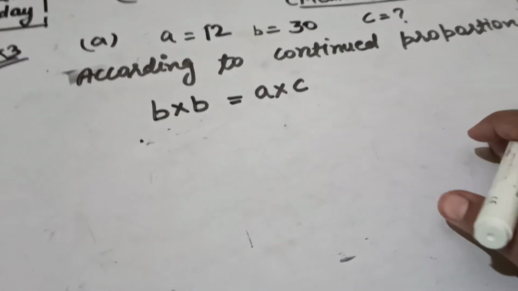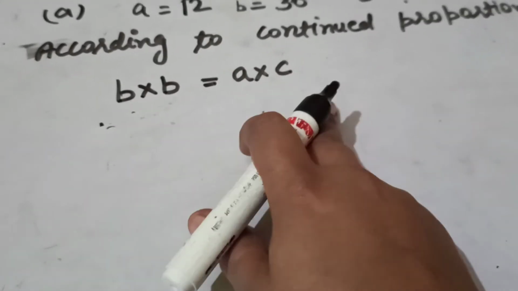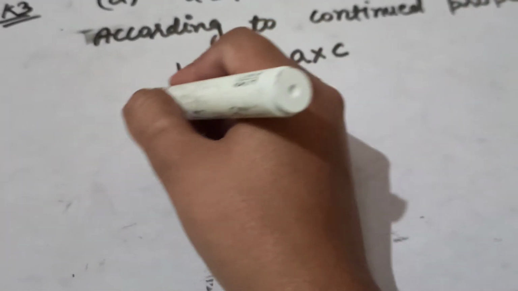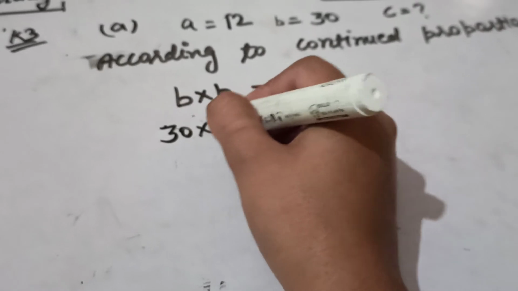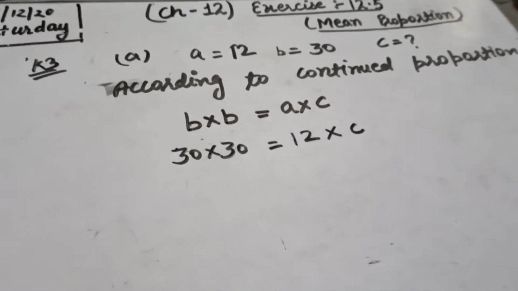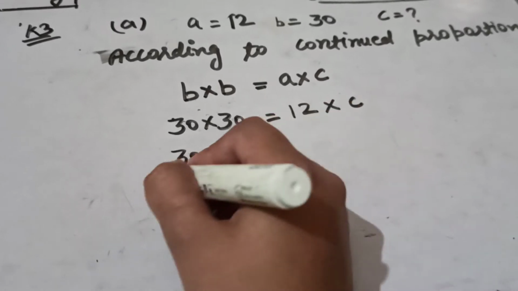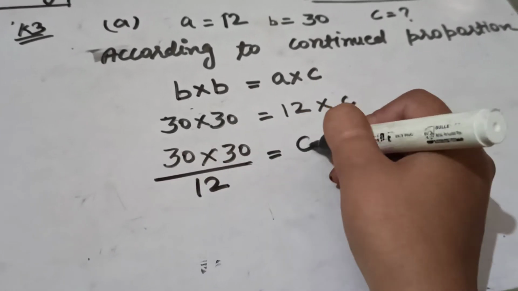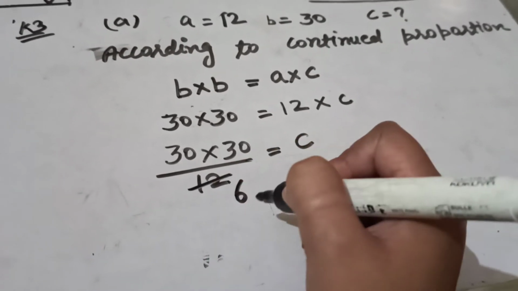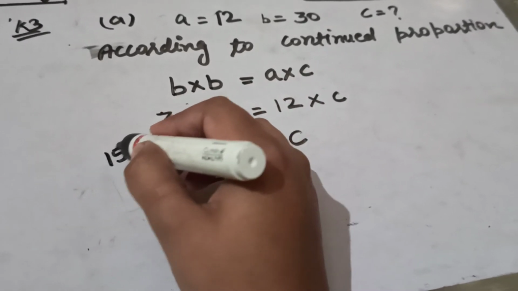So according to the continued proportion, B multiply B, means product of the means equals the product of the first and the third proportion. Value of B is 30. 30 multiply 30 equals A equals 12 multiply C as it is. This 12 comes down, equals C. Now cut it with 2. 12 divided by 2 is 6 and 30 divided by 2 comes 15.